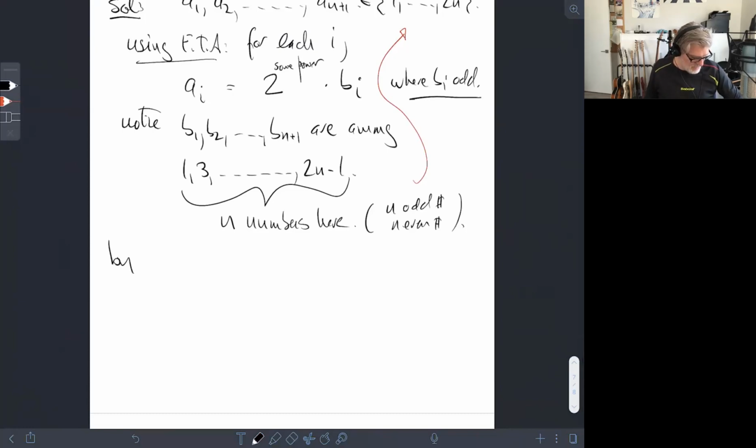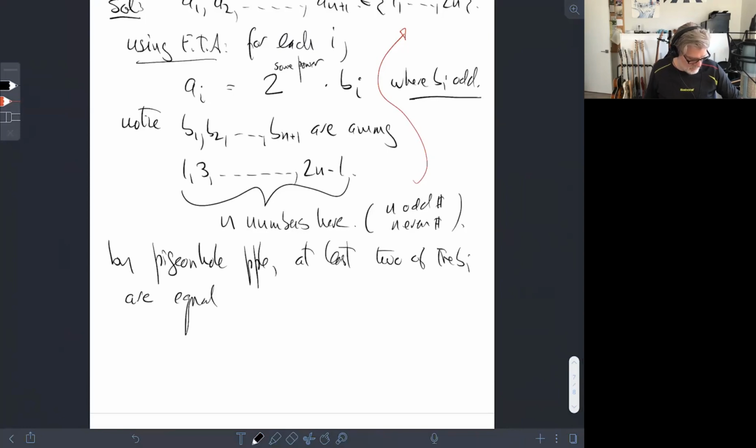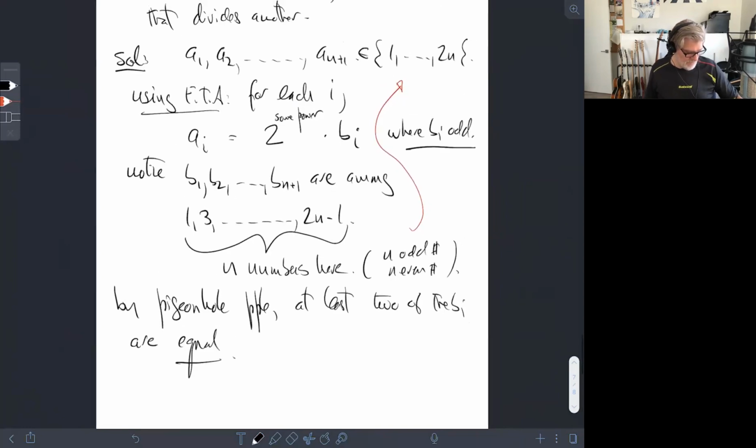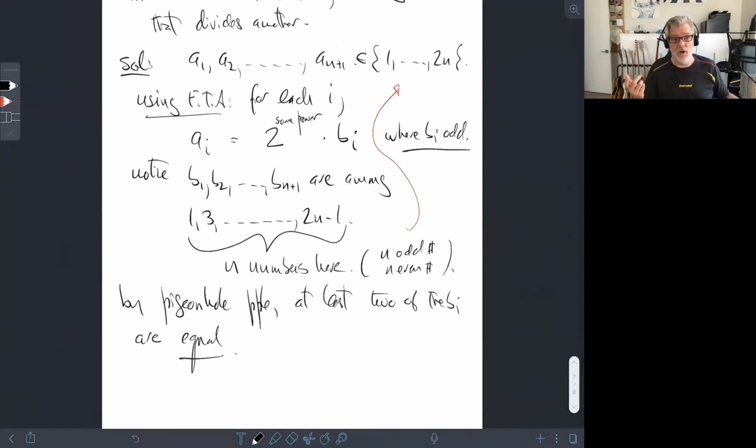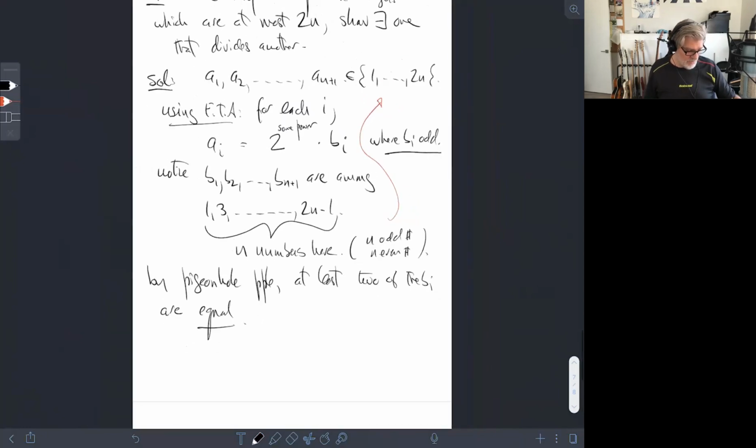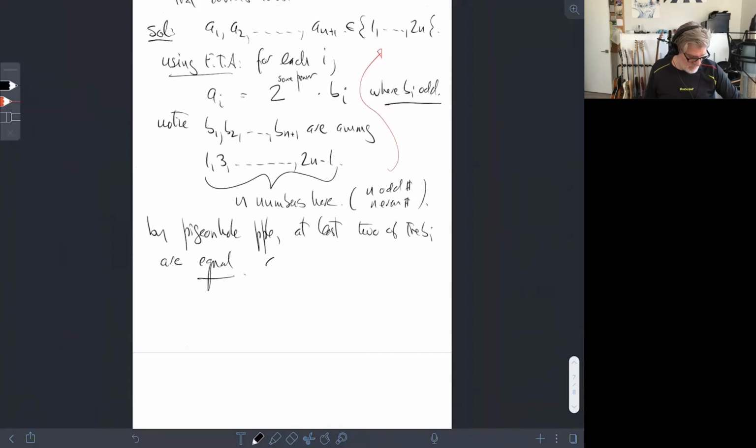So by the pigeonhole principle, at least 2 of the b_i are equal, right? Because I have n plus 1 of them that I'm choosing among n numbers. So 2 of them are equal. Conclusion, right? So now let's just write it this way. So b_i equals b_j equals b, let's say.